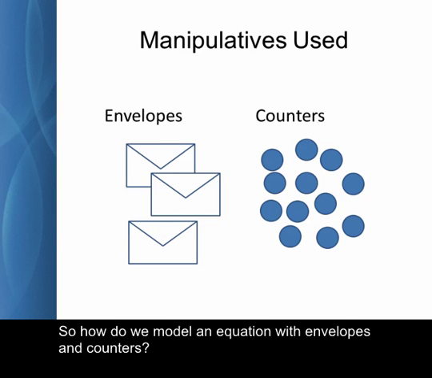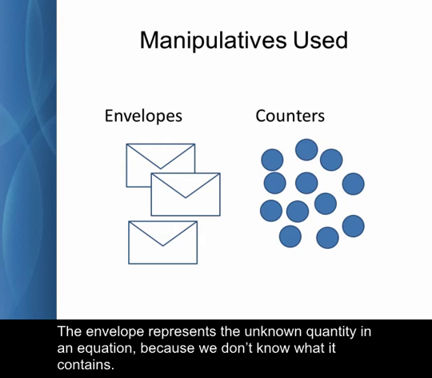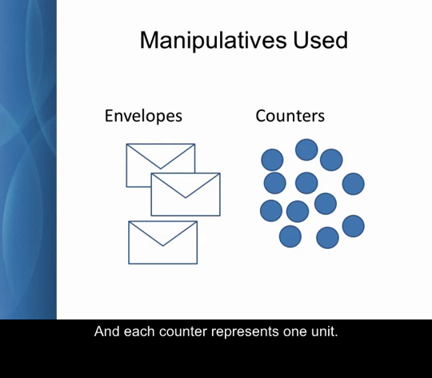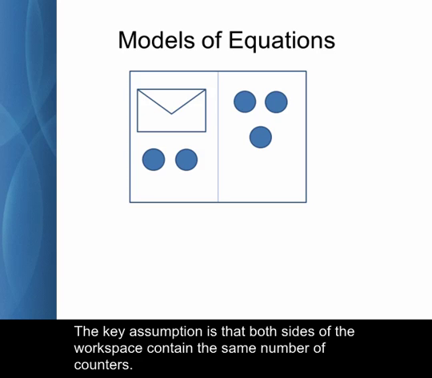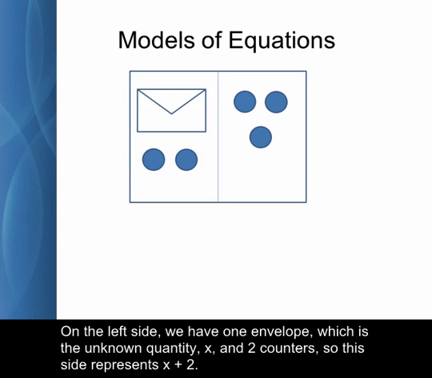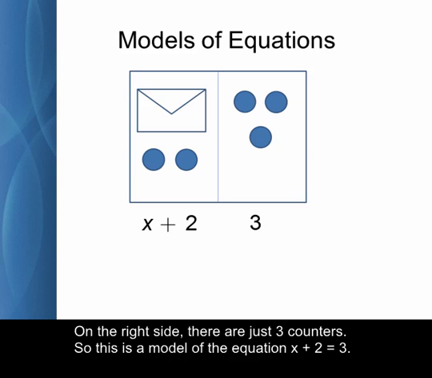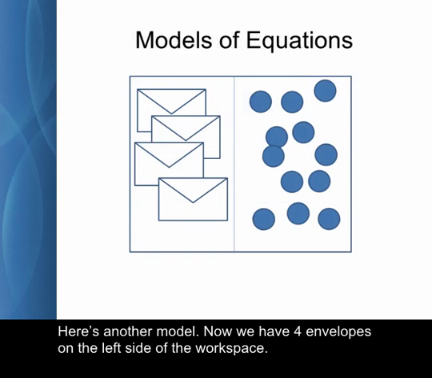So how do we model an equation with envelopes and counters? The envelope represents the unknown quantity in an equation because we don't know what it contains, and each counter represents one unit. Let's suppose we have our workspace set up like this. The key assumption is that both sides of the workspace contain the same number of counters. On the left side, we have one envelope, which is the unknown quantity x, and two counters, so this side represents x plus 2. On the right side are just three counters, so this is a model of the equation x plus 2 equals 3.